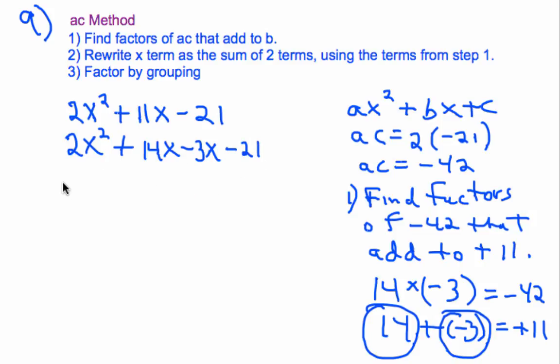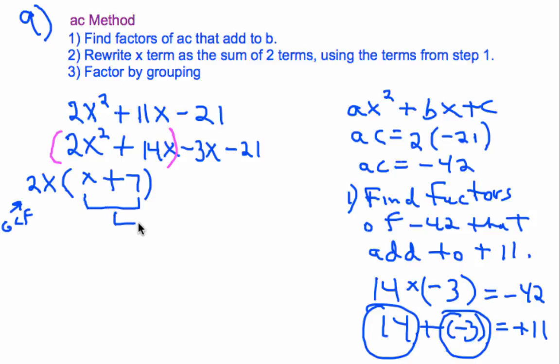At this point, we group. So we're going to get, after grouping, we'll group the first two terms here. Then we'll look for the GCF of the first two terms, and we'll see that's 2x. So we'll take out the 2x, and we'll get x plus 7. Write a little note here. This is the GCF. And we'll repeat the x plus 7 over here.